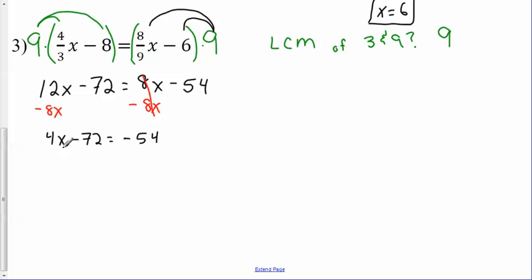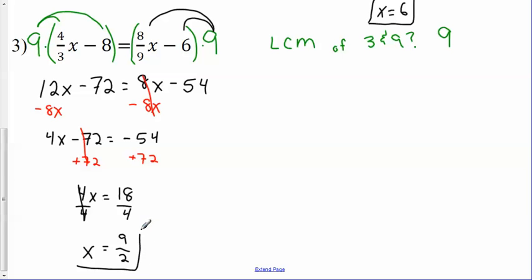And then I'm going to keep on trying to get the 4x by itself. So I'm going to add 72 to both sides. And that's going to give me 4x equals 18. And so now I divide both sides by 4. And again, oh no, 18 divided by 4, it's not nice. If I went to a calculator, it's a decimal. Simplify the fraction. 18/4, they're both even. So if I take a 2 out of the top, it's going to give me a 9. Take a 2 out of the bottom, gives me 2.